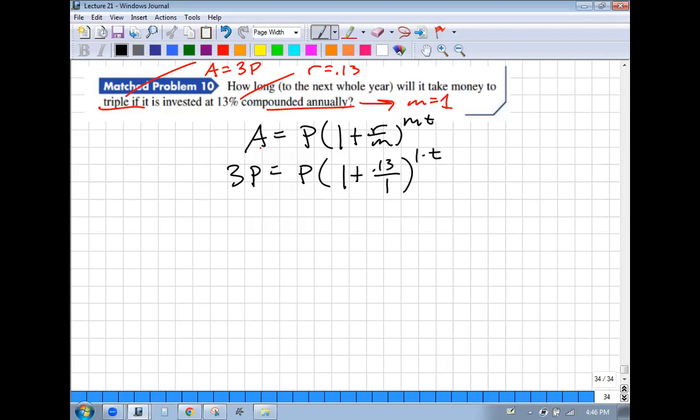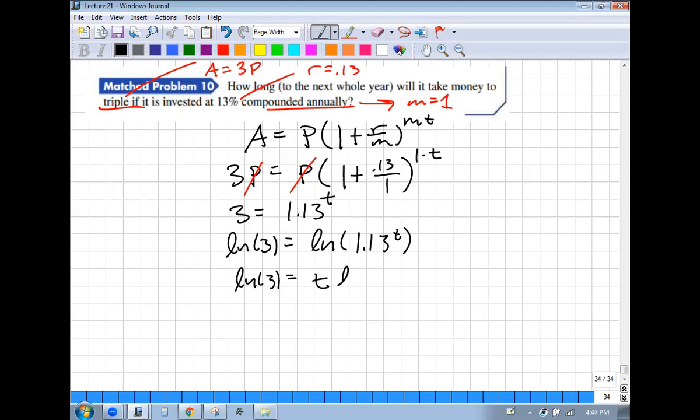If we simplify this, first thing you see is divide both sides by P. You have 3 equals 1.13 to the T. If I take the natural log of both sides, for the purpose of getting the T out of there, T natural log of 1.13, and T is natural log of 3 over the natural log of 1.13. Again, we have a 3 right here because it's a tripling time.